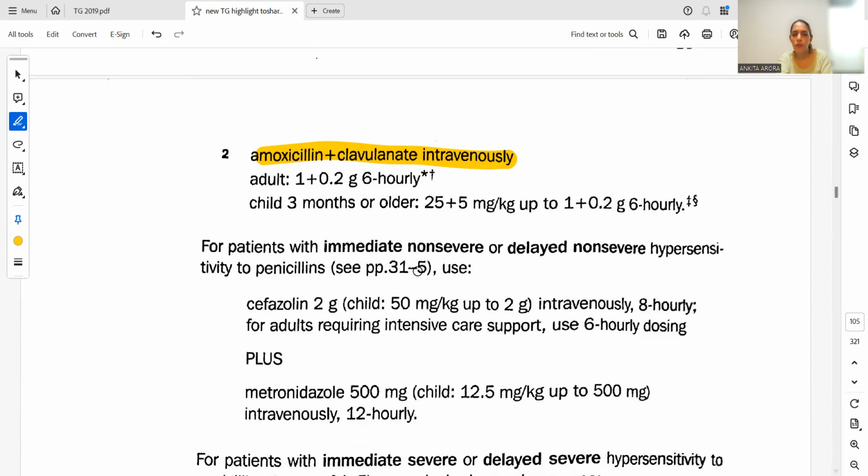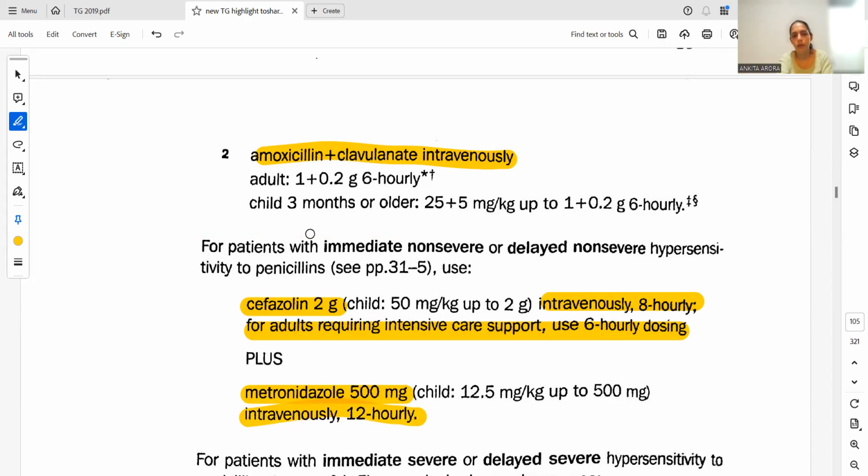For patients with immediate non-severe or delayed non-severe hypersensitivity to penicillins, cefazolin 2 gram intravenously 8 hourly. For adults requiring intensive care support, use 6 hourly dosing. Plus metronidazole 500 milligram intravenously 12 hourly.